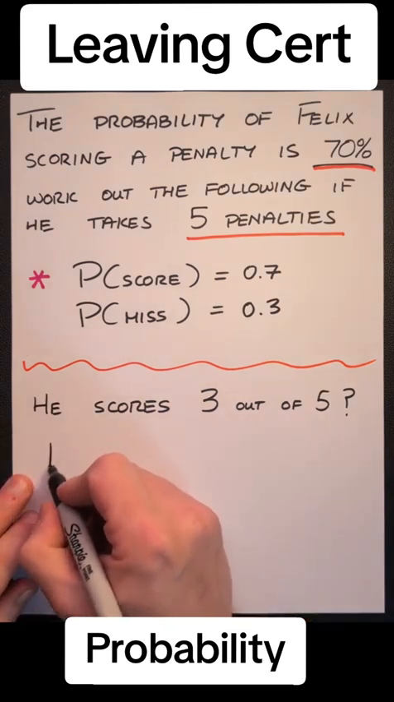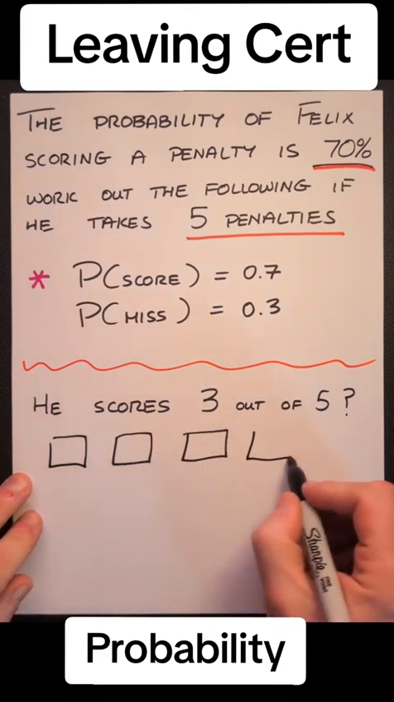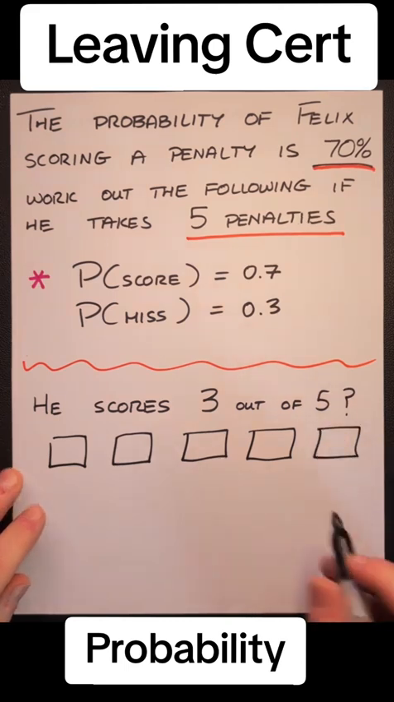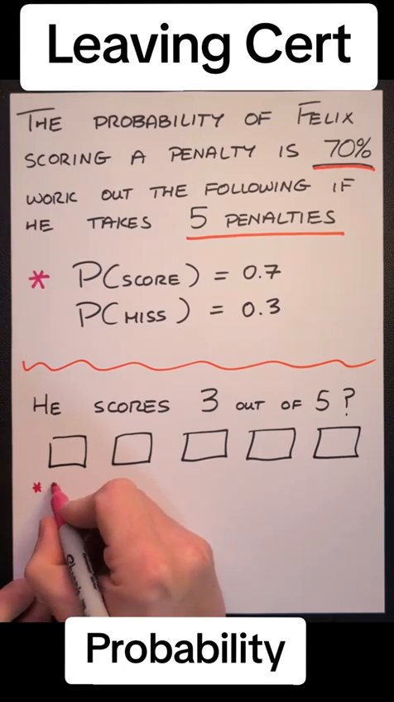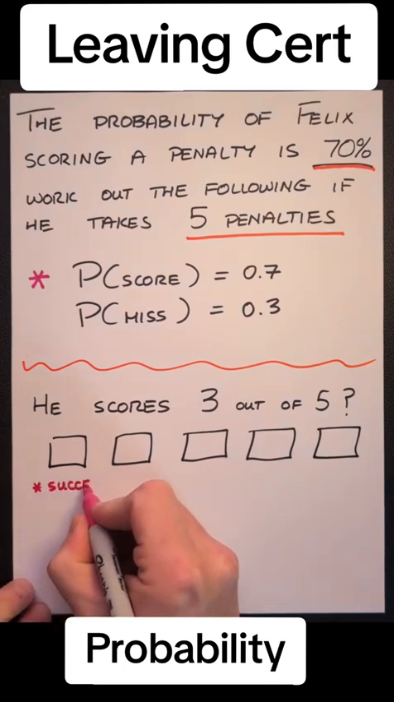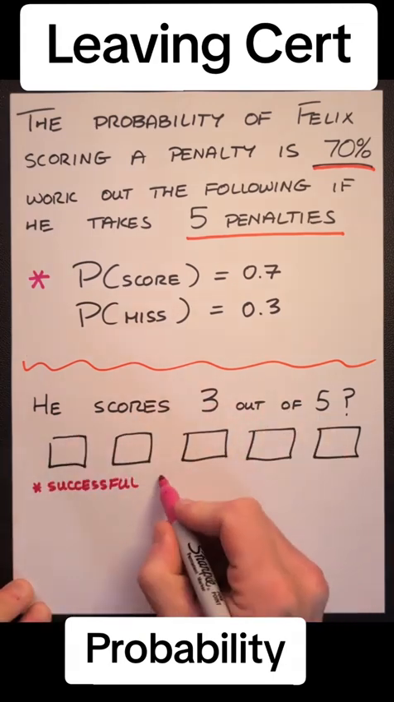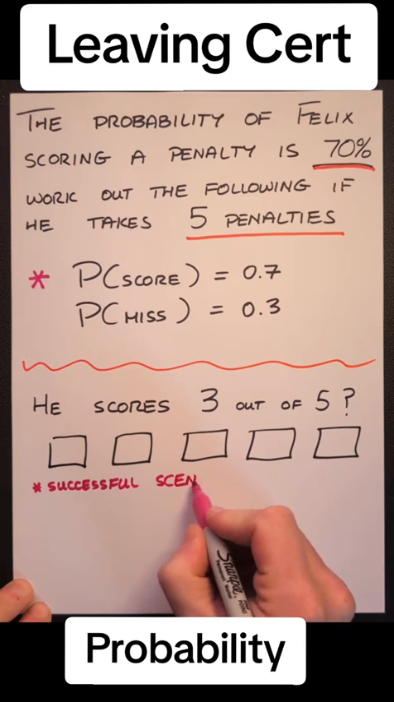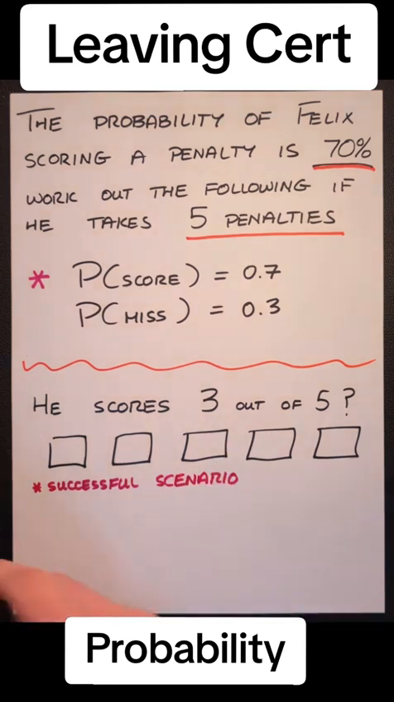So let's draw out the 5 boxes first and let's see what that looks like, okay? So here are my 5 boxes, okay, for the 5 events that are happening. So for me, what I always ask my students to do first is to write out a successful scenario, say, or how that would make sense to achieve scoring 3 out of 5, right? So a successful scenario can be anything as long as there's 3 scores and obviously 2 misses.